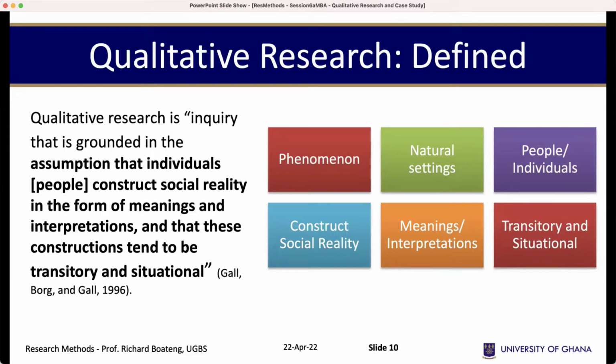meaning that even the interpretation that you may come up with concerning a phenomenon as a researcher, you need to be modest enough to acknowledge the fact that this interpretation is subjective. It can be based on time. It's also based on context, so it's also situational. But if the context changes, if the situation changes, the perceptions of the people will change.